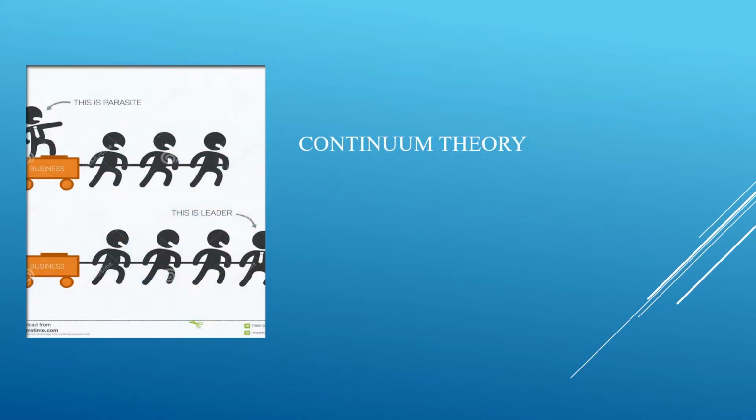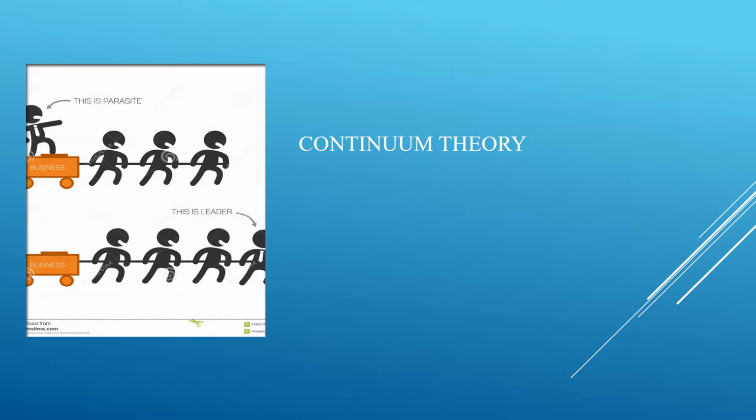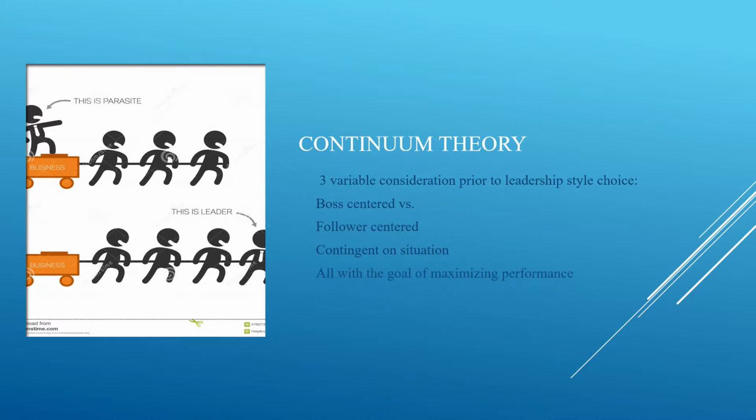The leadership continuum style is the next model that, like the Fiedler situational style, needs 3 variables to review prior to the leadership style selection. The leader needs to analyze if the organization is boss-centered or employee-centered, contingent on the situation and if all are maximizing performance.